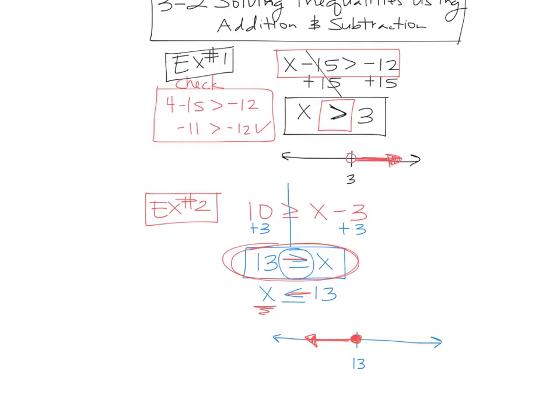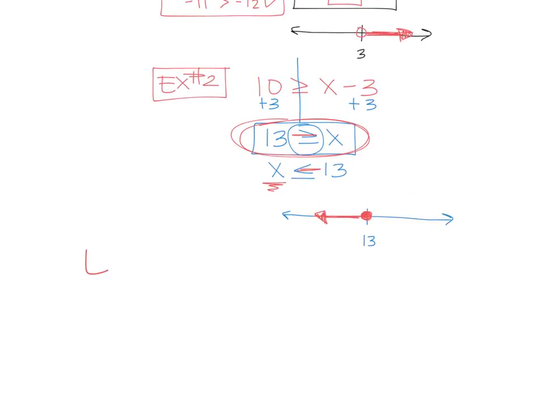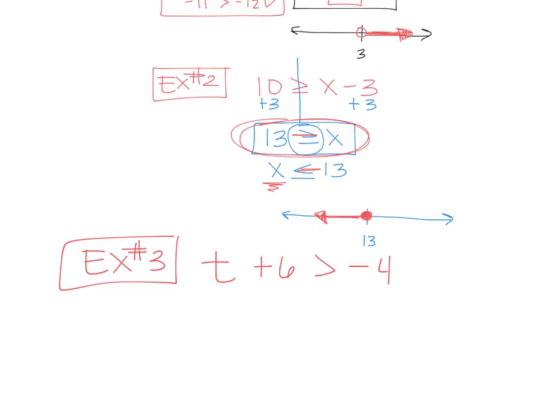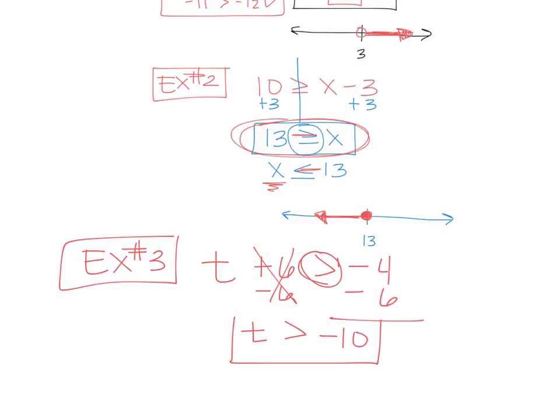Okay, example 3. What are the solutions to this? T plus 6 is greater than negative 4. How do you solve that? You're going to take away the 6. So take away 6 here, take away 6 here. So this is gone. You get T. Your symbol stays the same, so is greater than, and that's negative 4 minus 6, so negative 10. So T is greater than negative 10 is your answer, and then they want you to graph it.